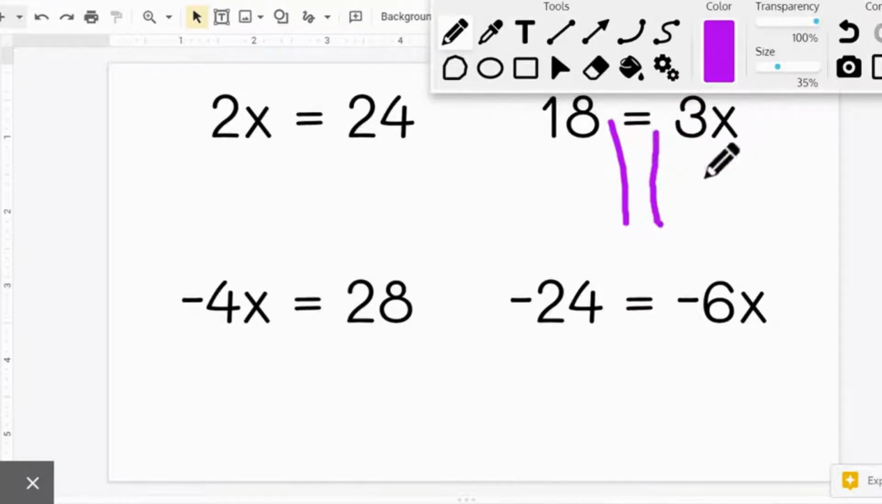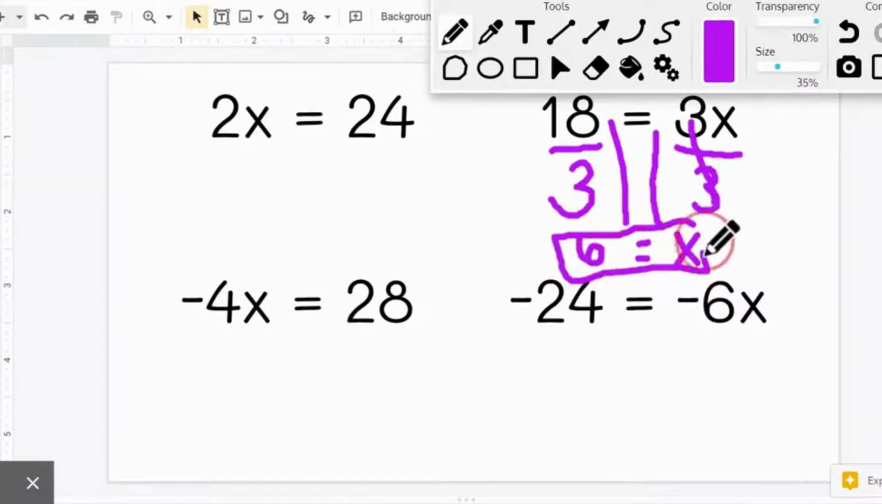It's frustrating when that happens. All right, so this time the variable is over here on the right, and it says 3 times x. The inverse of times is divide, so we're going to divide by that 3, and we have to do it to both sides to keep it balanced. So 18 divided by 3, that's 6. And over here, 3 divided by 3 is 1, and 1x is just x. So x is 6.